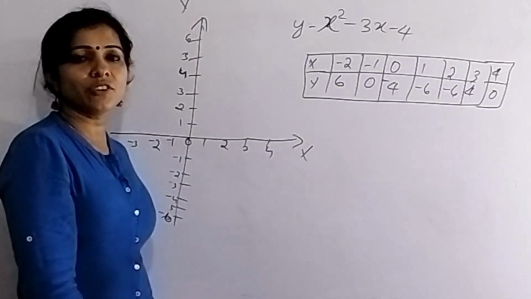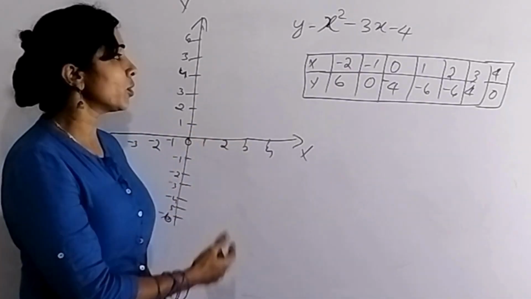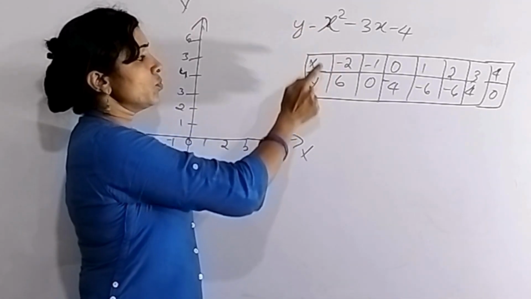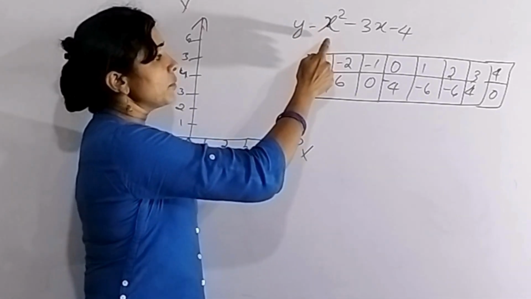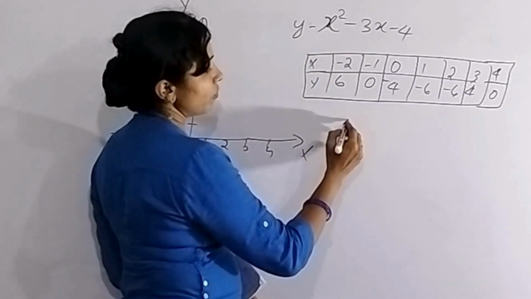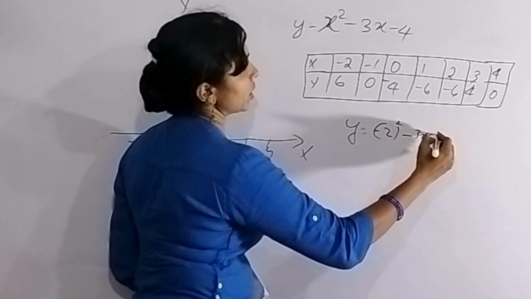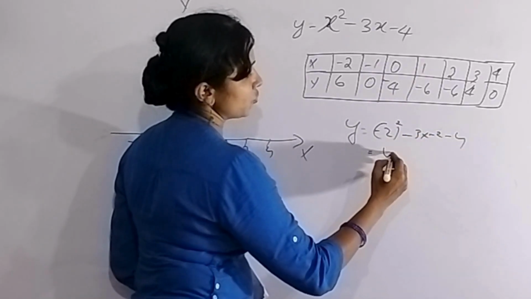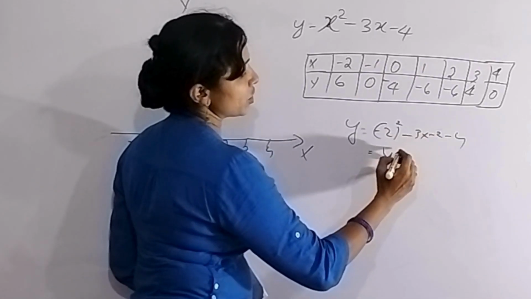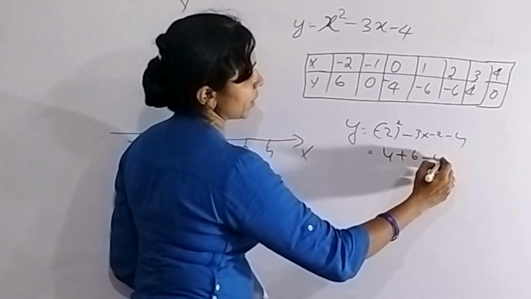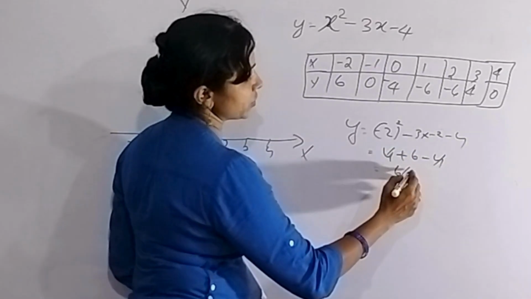We need to get the value of x and y to plot the graph. So when the value of x is -2, the value of y becomes 6. That means y is equal to (-2) squared minus 3 into -2 minus 4. That means 4 minus 3 into -2, which is +6. Then it becomes 4 plus 6 minus 4, and 4 cuts, so the value is 6.